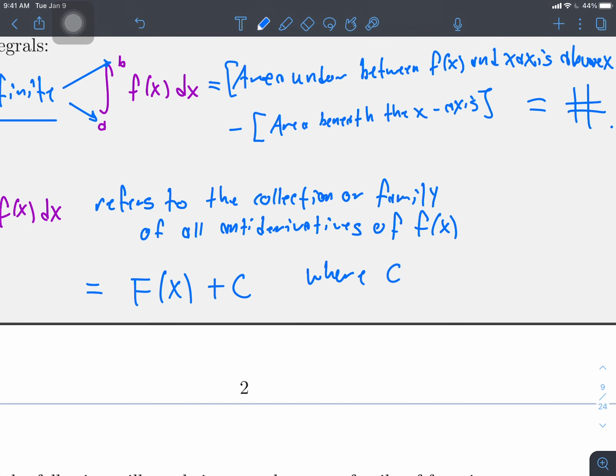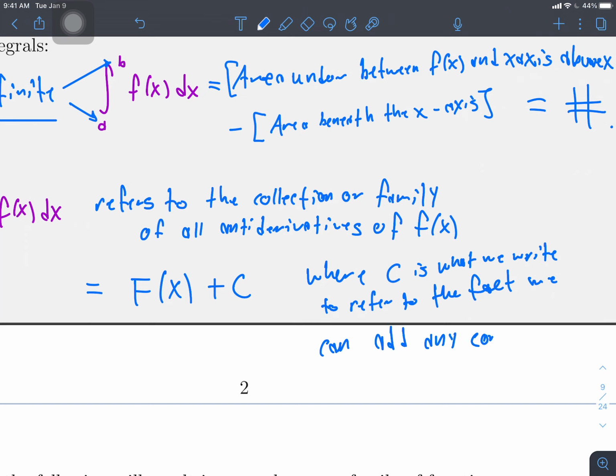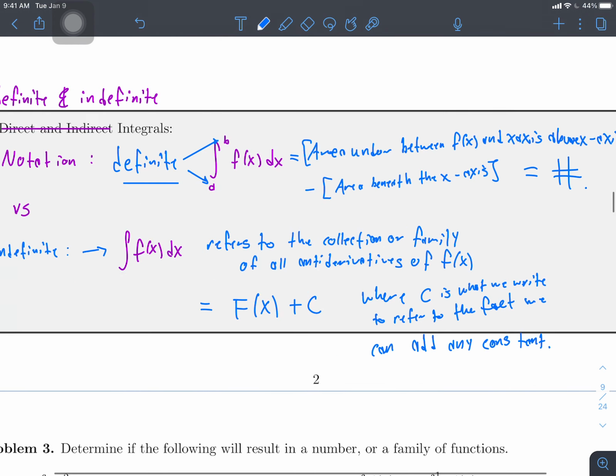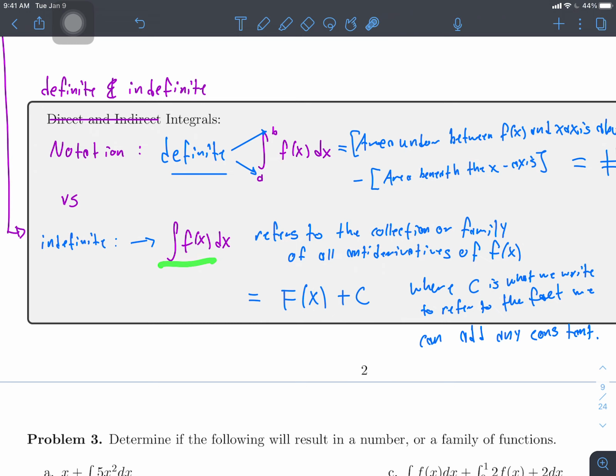where c is what we write to refer to the fact we can add any constant. Okay, so it's a little bit different. Indefinite integral, I get a family of functions. Definite integral, I get a number. So indefinite integral, what do I get? I get whatever is any antiderivative plus any number. So this is a collection of all the numbers.